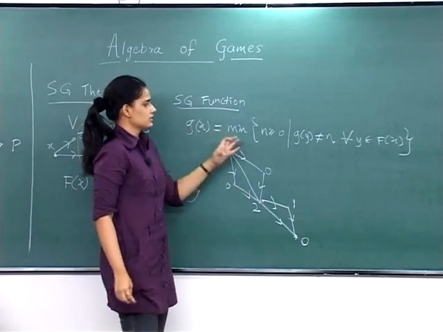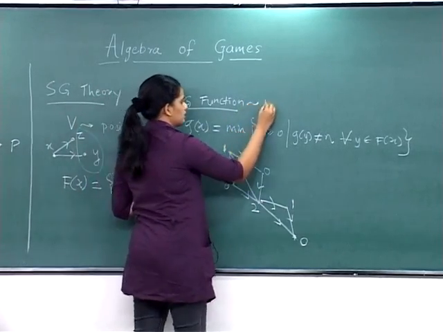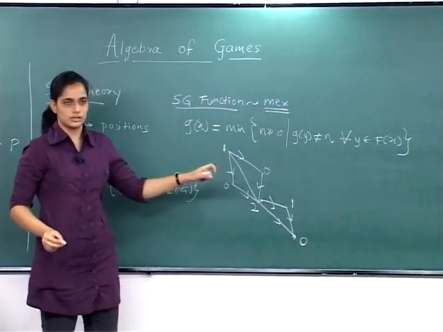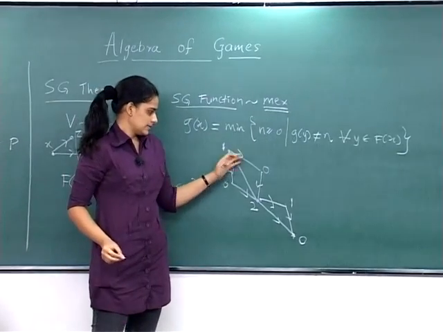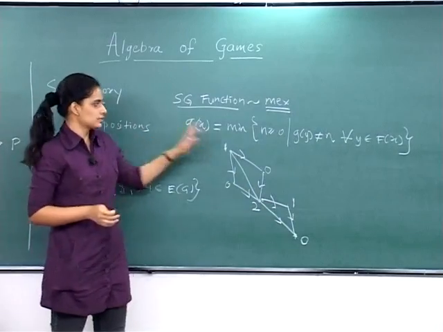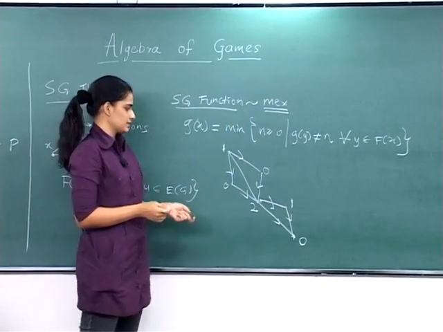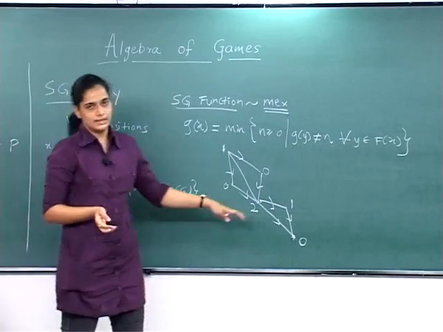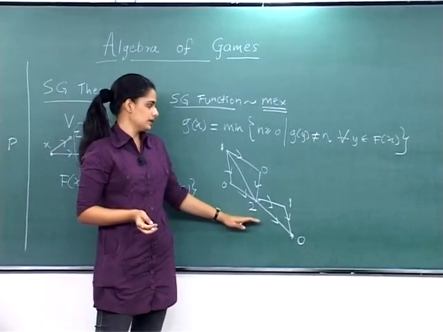The Sprague-Grundy function is also sometimes called the mex function, the minimum excluded, because we see which values are included and we take the minimum of the excluded values. So in this way we can represent any graph and find its NIM values or the Sprague-Grundy values.